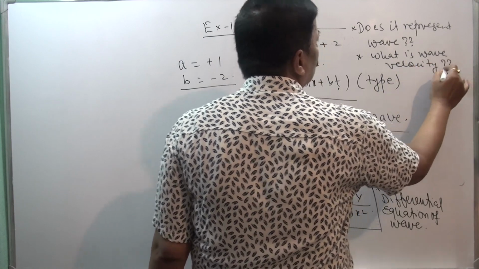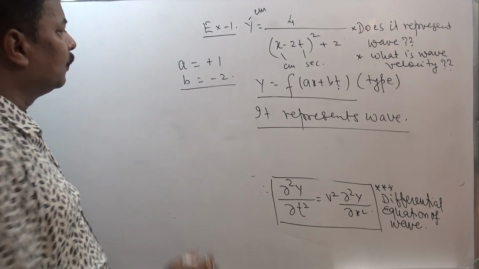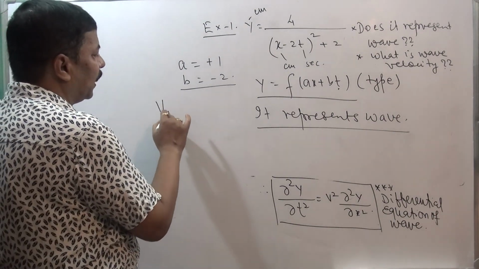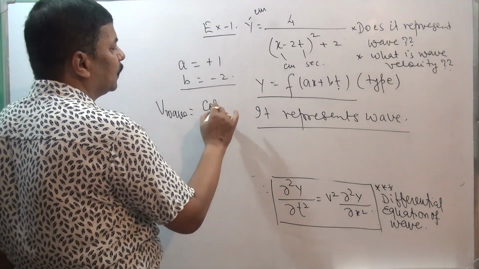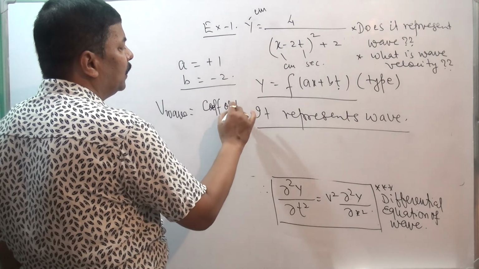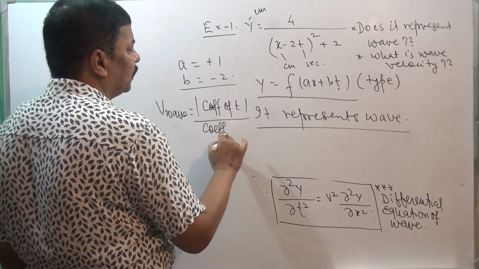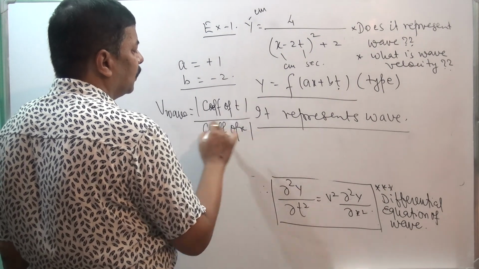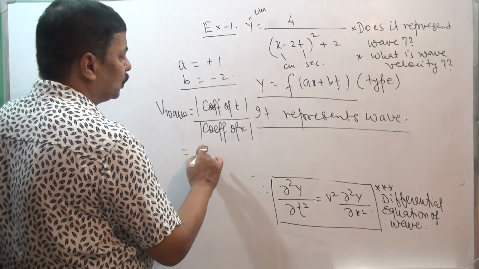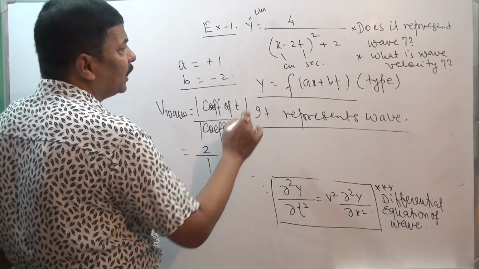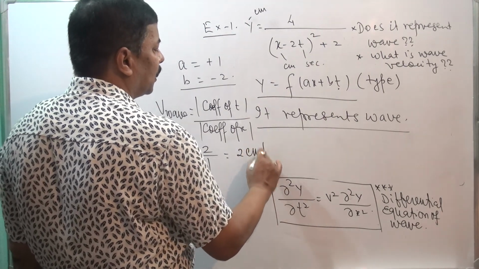If you want to find the wave velocity, what I have said? I have said wave velocity v wave is equal to coefficient of t magnitude by coefficient of x magnitude. So coefficient of t magnitude is how much? 2 by 1, and it is in centimeter, so 2 centimeter per second.